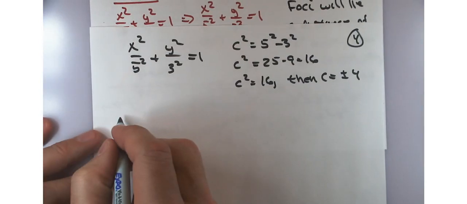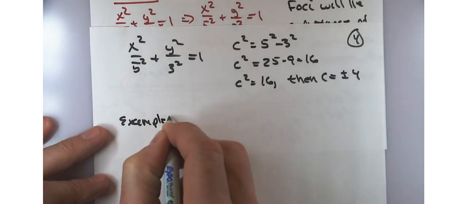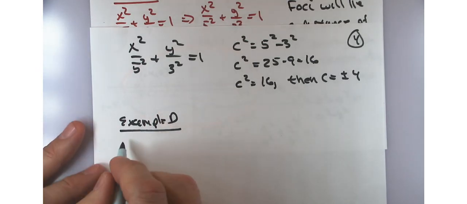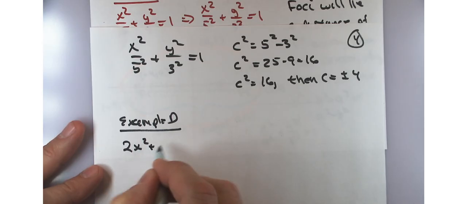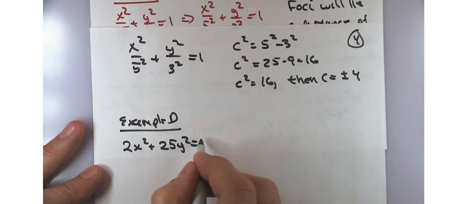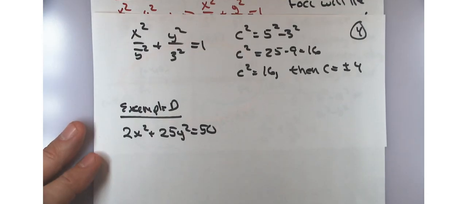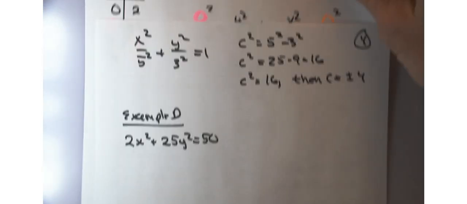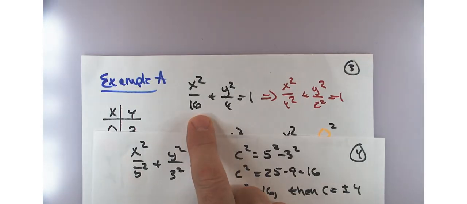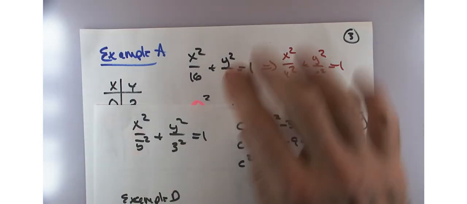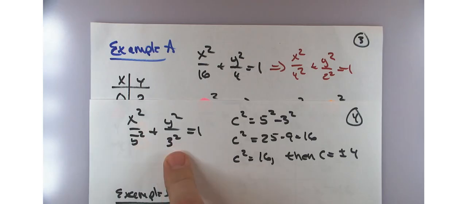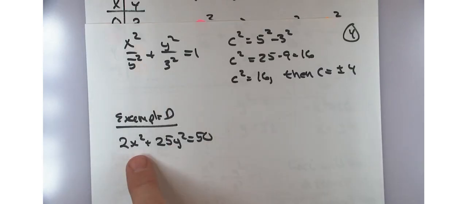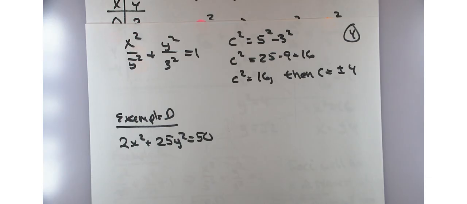Let's take a look at example D: 2x squared plus 25y squared equals 50. Looking good there, except there's a problem. It's not quite in that nice, neat form that I've had some of these other ones in. Like the first one, we were able to write it as 4 squared and 2 squared. And the previous one, we had 5 squared and 3 squared, but that's not what I got going down here. So what could I do?